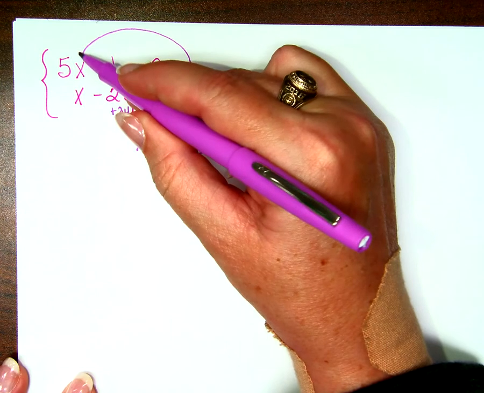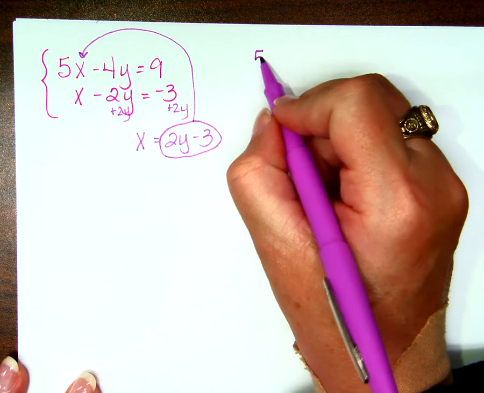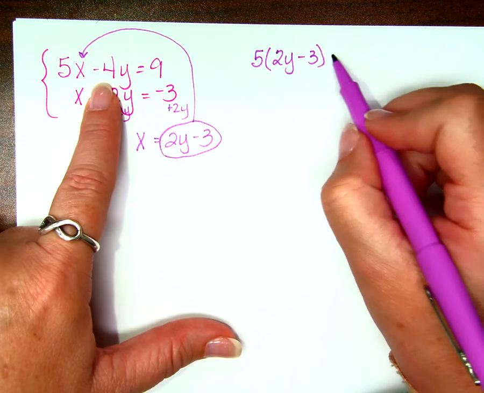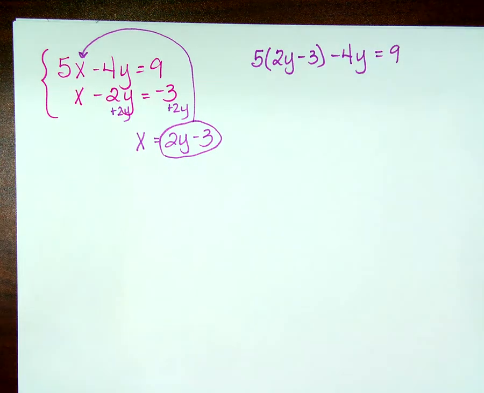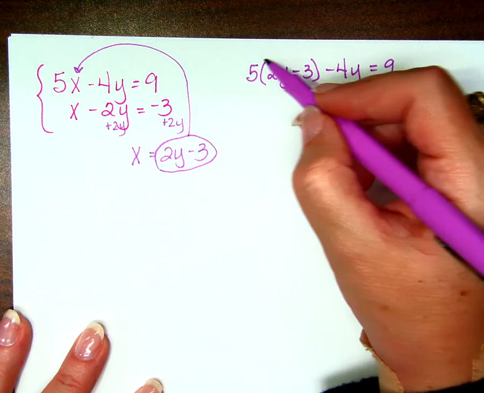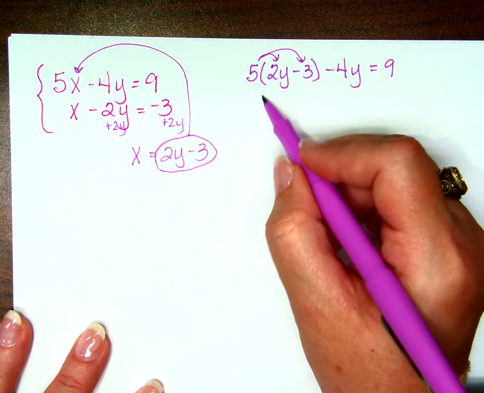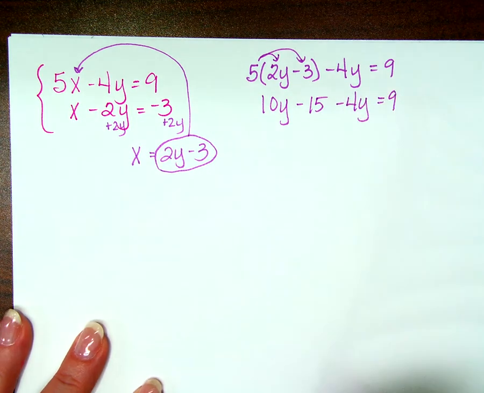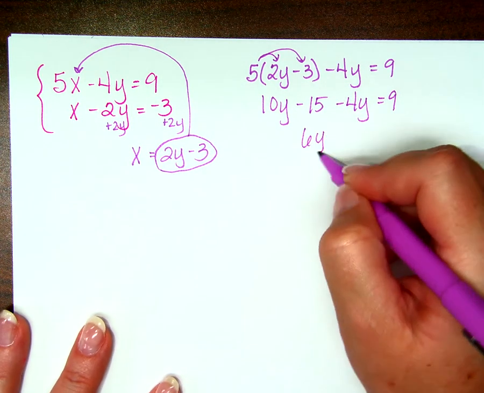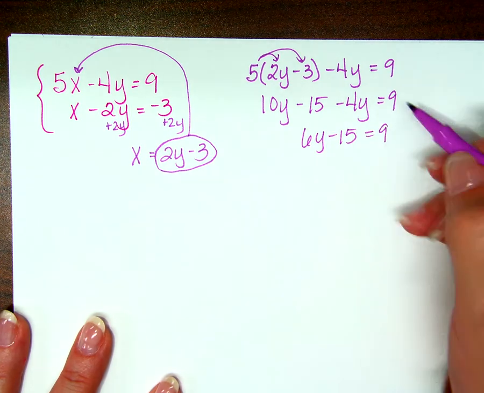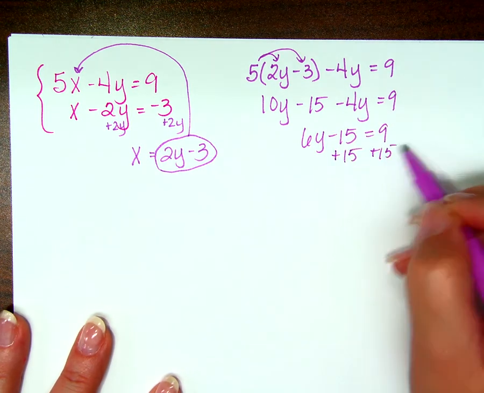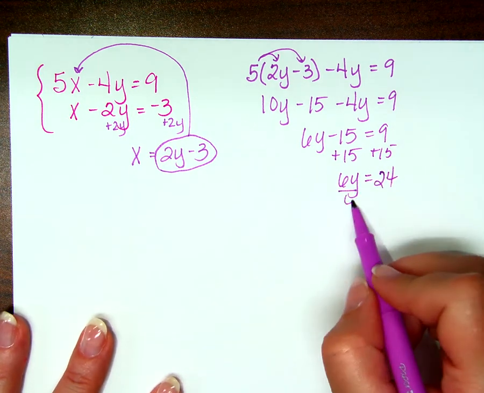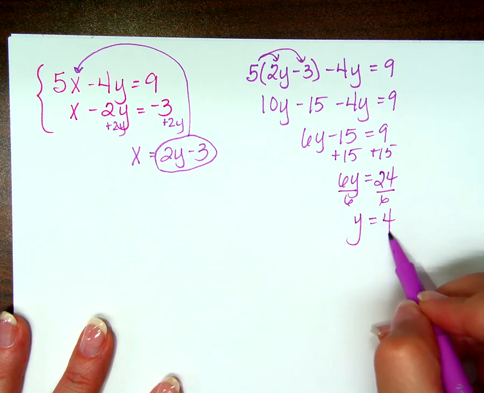Now that I know what x is, what do I do with it? Take it to the other equation right up there, right? So 5 times what I know x equals, 2y minus 3, then minus 4y equals 9. And that's an equation I can easily simplify and solve for. So 10y minus 15 minus 4y equals 9. So 6y minus 15 equals 9. If I add 15 to both sides, 6y equals 24. If I divide both sides by 6, y equals 4.